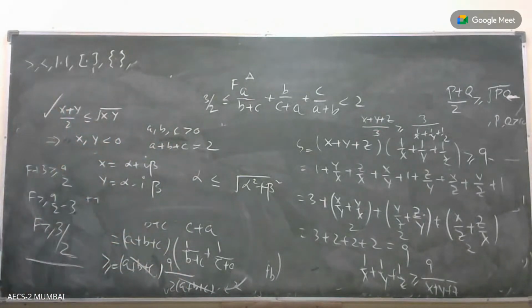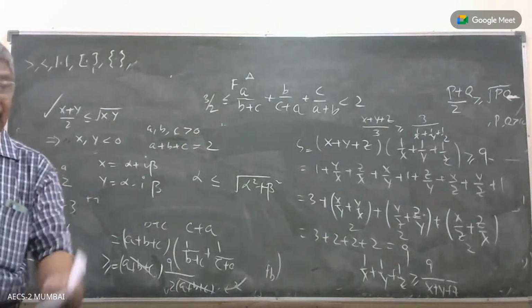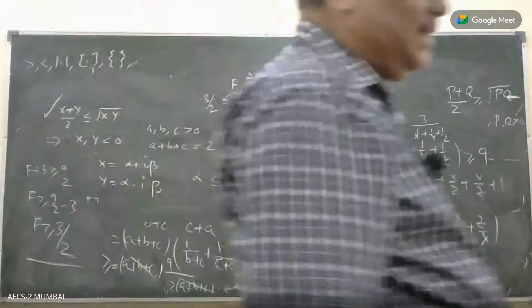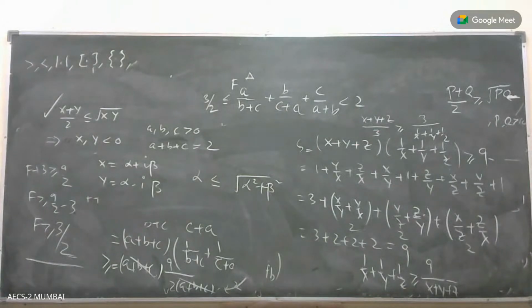This is a very interesting point. If for two quantities AM is less than GM, what is happening? Both the quantities are negative or both the quantities are complex conjugates. But this statement unfortunately cannot be extended. It is true for two numbers.